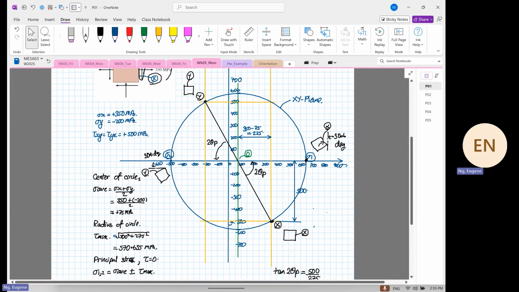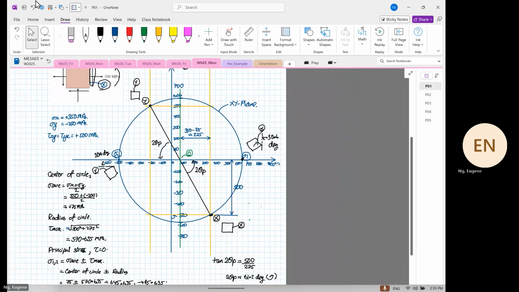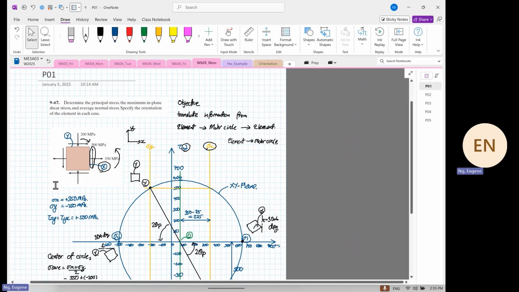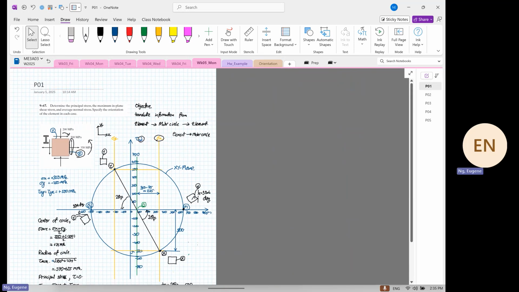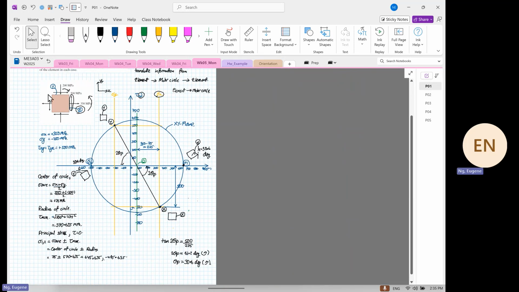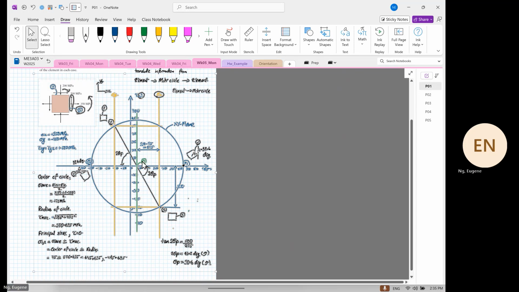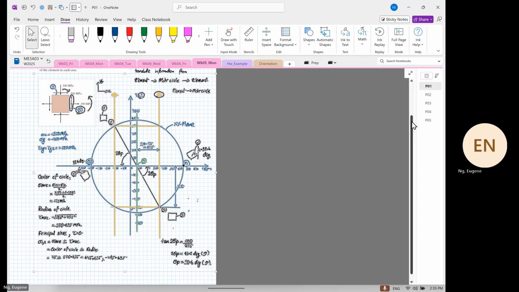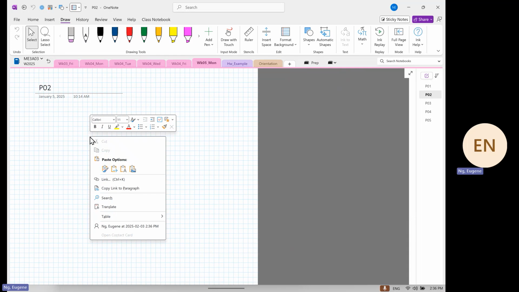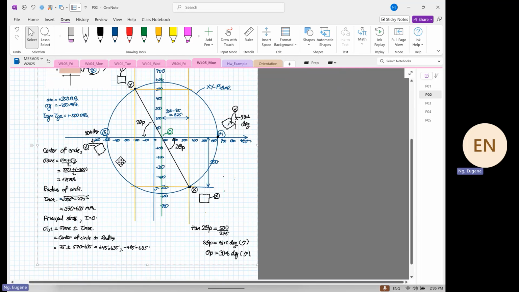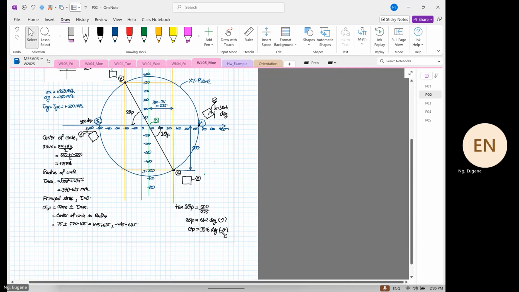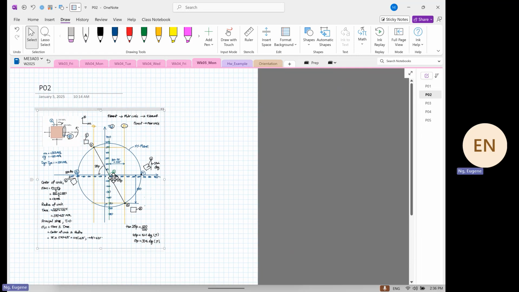Okay, what are the stresses? Okay, so I'm going to take this whole thing. Bear with me. I'm going to copy, and it usually doesn't work. And then I'm going to paste. Oh shit, it works.